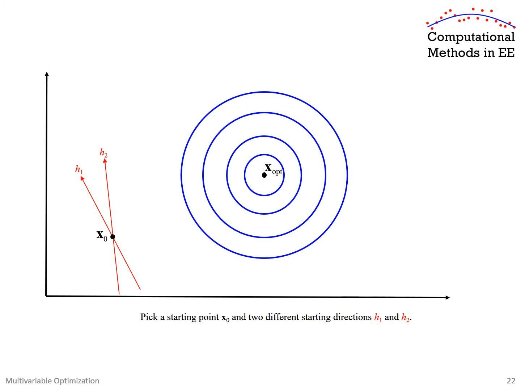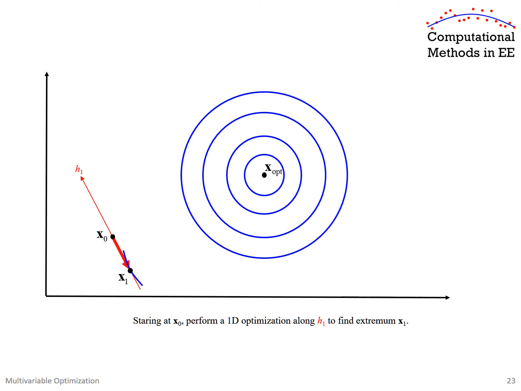Okay, so we start off with a guess, and we'll pick 2 different directions. We will then do a one-dimensional optimization along that first direction. So that takes us from our first guess to this revised point x1. From there, we'll do a 1D optimization in our second direction. And that brings us to x2.